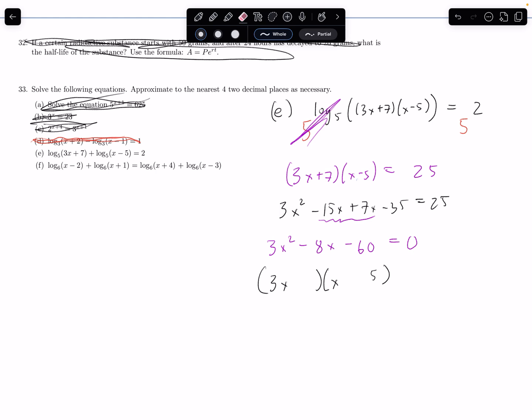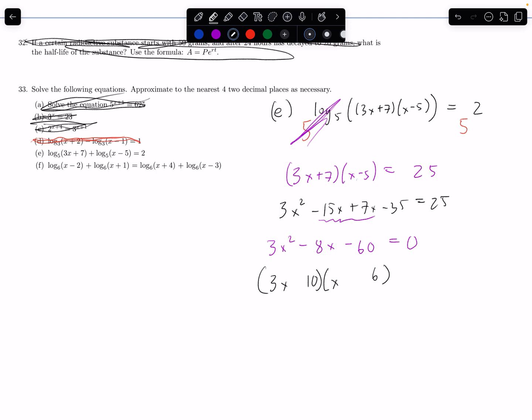What else could we try? We could try 6 and 10. We need to put the 6 here and the 10 here. Oh, yeah, that works. So 3 times 6 is 18. And then 10 times x is just 10. 18 minus 10 is 8. And we were after an 8. So that worked. Sweet.